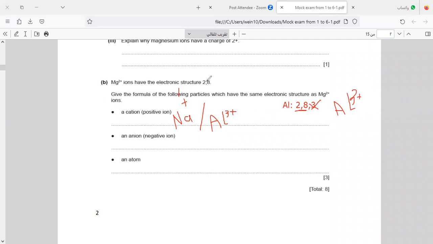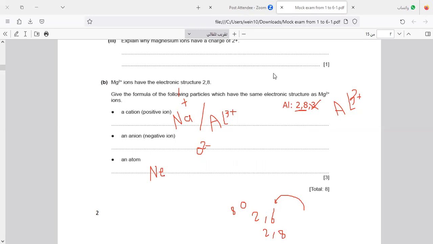We need a negative ion. Ion is 2,8. Actually, you know oxygen? Oxygen has 8 electrons. Its structure is 2,6. After gaining 2 electrons, oxygen will be, instead of 2,6, it will be 2,8. So I can write oxygen, when it will gain 2 electrons, O2-. It will be 2,8 as well. Atom, its structure is 2,8. This is neon. As you know, neon has 10 electrons. Electronic structure of neon is 2,8.